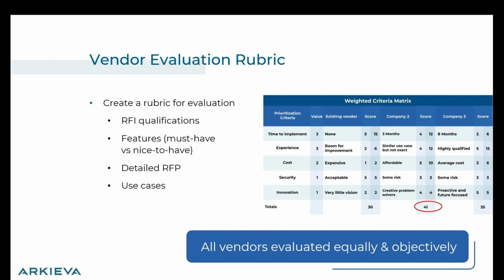We are saying time to implement is important, cost is important, security is important, and you can provide different weights on it. You can say time to implement is more important, for example, than security. So whatever that is, and if you have existing vendor, maybe a company 2, a company 3, these are different vendors, then you want to evaluate them according to your evaluation framework, apply the weighted criteria, and then potentially reach a score, which can then give you some objective level of which vendor is leading in the process.